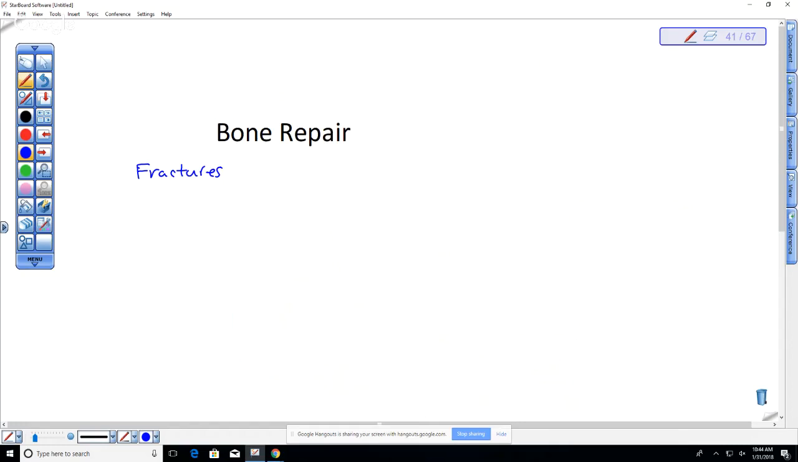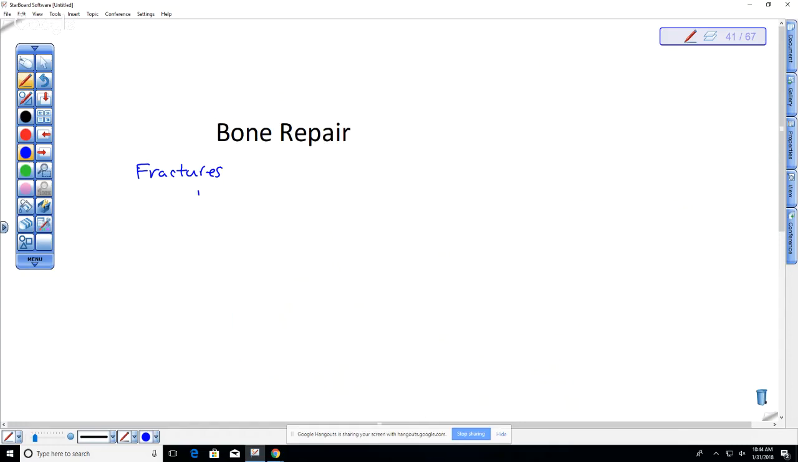And there are some different types that are described in your book, but these are the three different types that I am referring to on your sheet, your handout. So on your review sheet.